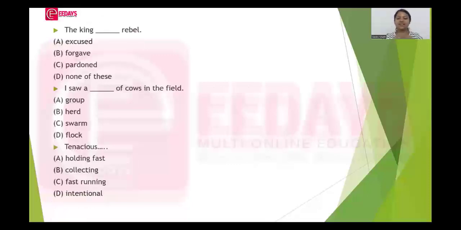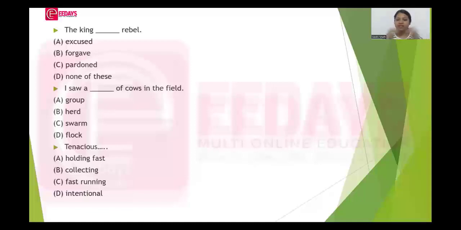Now, a set of three questions. The king dash rebel. You have to choose the right synonym which can be placed in this fill in the blank so that it gives the right meaning to the context. See the word excused. Again, it makes sense. The king excused the rebel. How many of you think it's right? Second option, the king forgave the rebel.